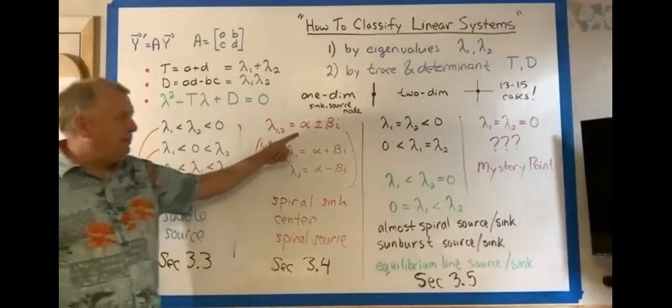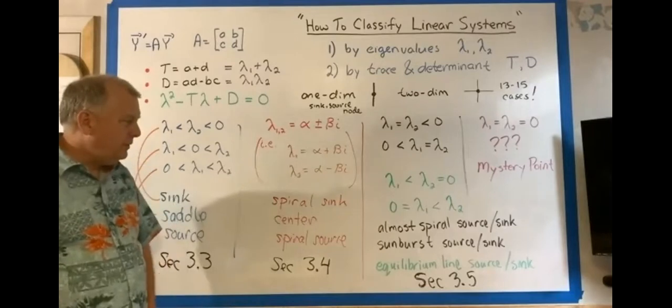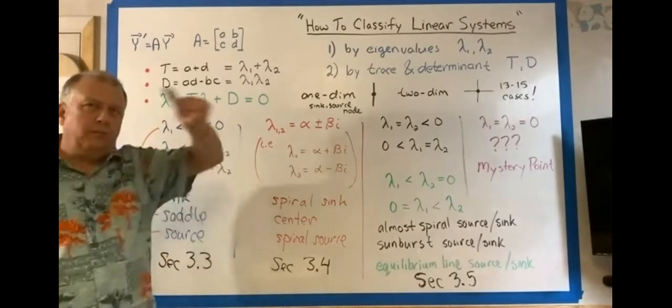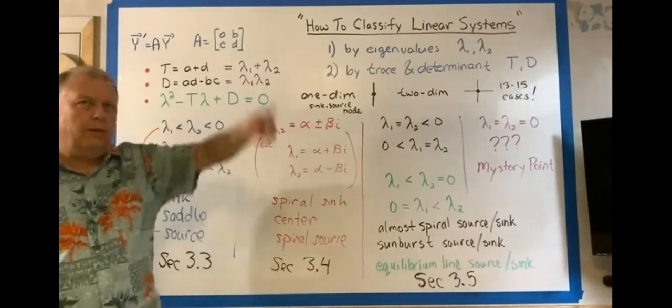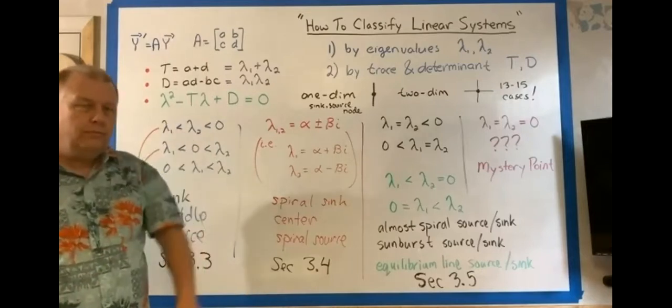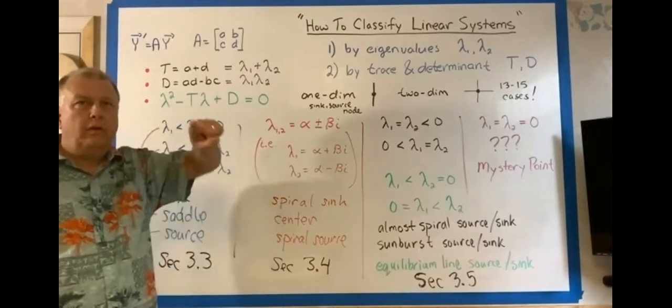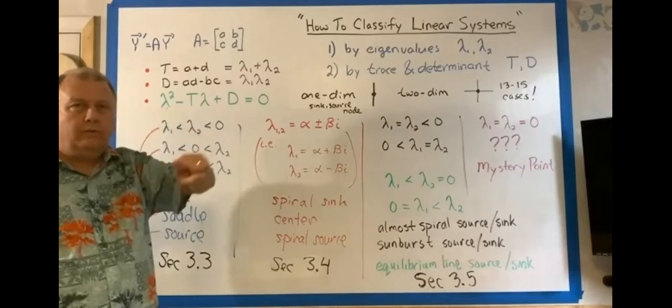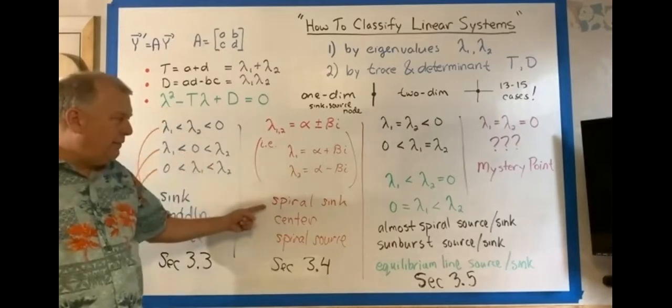Now let's go and classify this. Again, spiral sink, spiraling in, spiral source, spiraling out. Center, neither in nor out. What is the key factor right here?